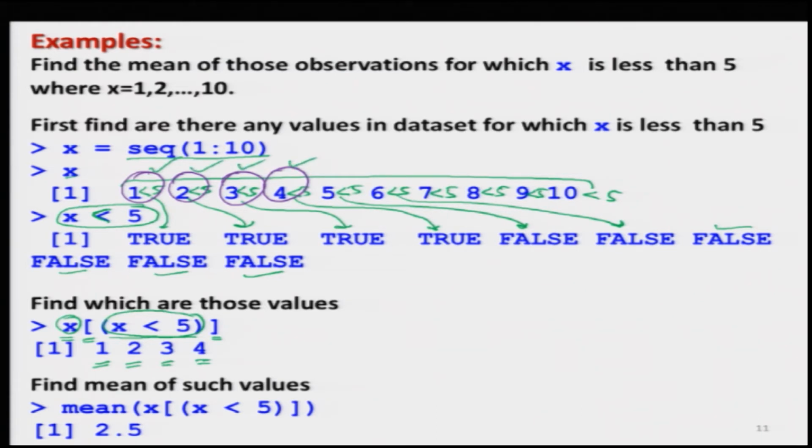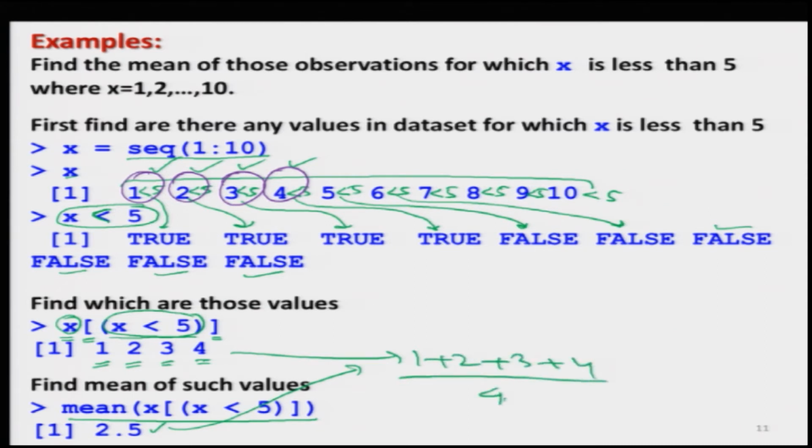Now, suppose my question is this: I want to find out the arithmetic mean of those values which are smaller than 5. So, now I can operate a command like this one, the mean of those values in the x vector which are smaller than 5. So, this will come out to be 2.5. Why 2.5? This will be 1 plus 2 plus 3 plus 4 divided by 4.